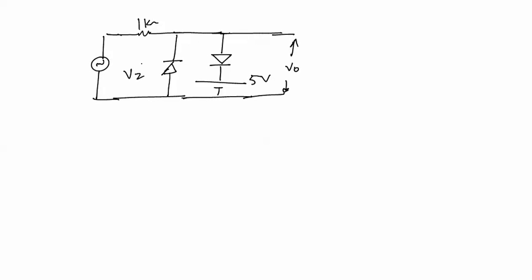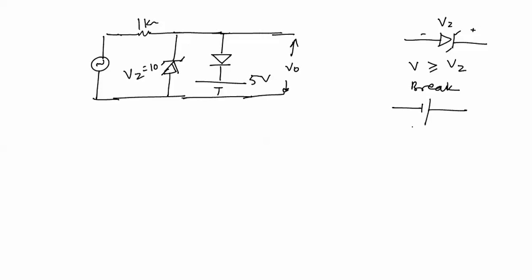Now in this circuit, Vz is given equal to 10 volt. If this is a Zener diode and Vz is given, if the voltage across the diode is greater than or equal to Vz, reverse voltage with this polarity, then the diode will operate in breakdown and we will replace this diode with a battery equal to Vz.